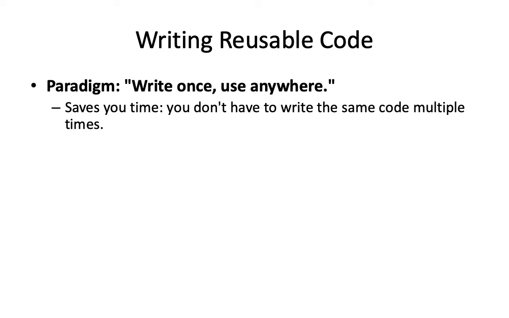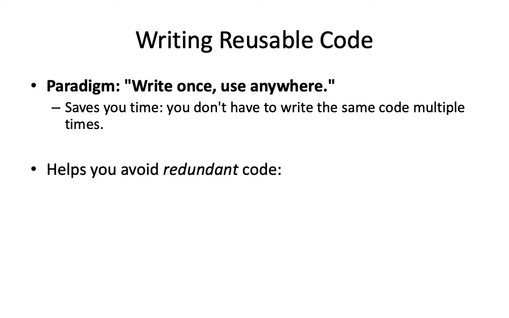Another way to make your code designed better is to write reusable code. And what we mean by that is summarized in this paradigm: write once, use anywhere. The idea is if you have different places in your code that do similar things, maybe it's better to write a function to do that thing, and then you can call that function from two different places, or maybe three or four, or many different places in your program. It saves you time because you don't have to write that same little bit of code in all these different places. You can write it in one place and then call that function many times throughout your program.